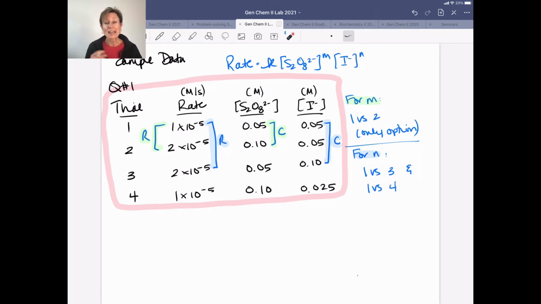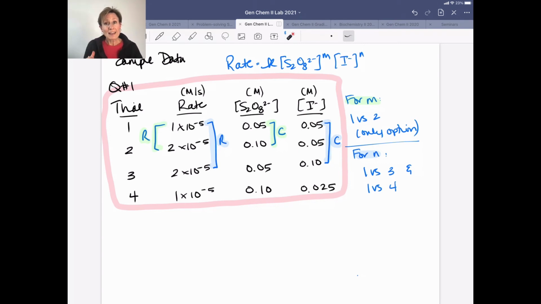So we're going to do that comparison of different trials in order to determine those reaction orders. How I teach this in class is, if we want to determine M, that means we want to look at the dependence of the reaction on the concentration of S2O8. The only option was to compare reactions 1 and 2, because that's where I'm changing the concentration of S2O8, but I'm holding the concentration of I minus constant.